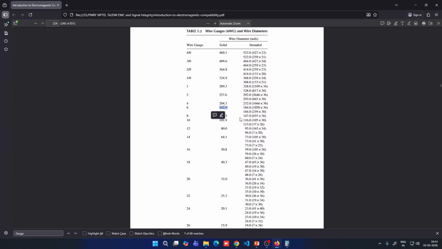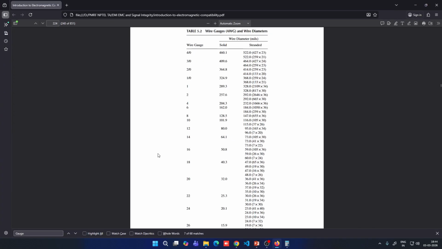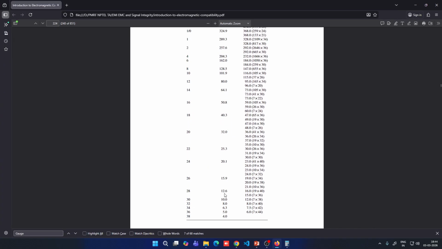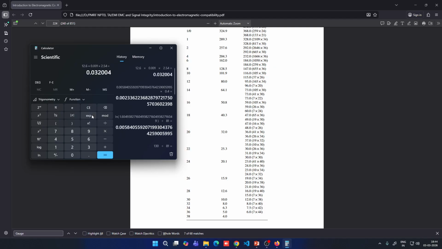Sir, I'm not sure whether I'm right, but I have noted what sir told in lecture 23. There was one problem, ribbon cable 28 gauge wire. In that he mentioned 28 gauge equal to 2.8 mm in dia. I don't know whether it is correct, because according to the textbook, 28 gauge is 12.6. So according to the textbook, it's in mils. 12.6 into 0.001 into 2.54, so it should be 0.03 centimeters dia.